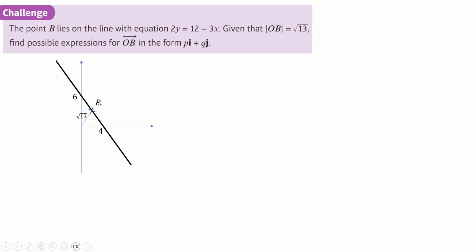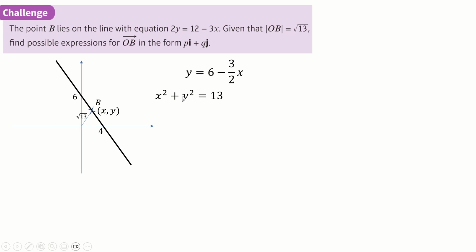So if we call b x comma y, just the coordinate x, y, I'm basically just completely ignoring vectors entirely. I'm just doing some coordinate stuff. This distance here is x, this distance here is y, which means x squared plus y squared equals root 13 squared, which is, of course, just 13. But also, y equals 6 minus 3 over 2 x, as we said. And we've just turned this entire question into just a quadratic simultaneous equation question that you would get in just a regular question of chapter 3. Like, that's all I've done here.